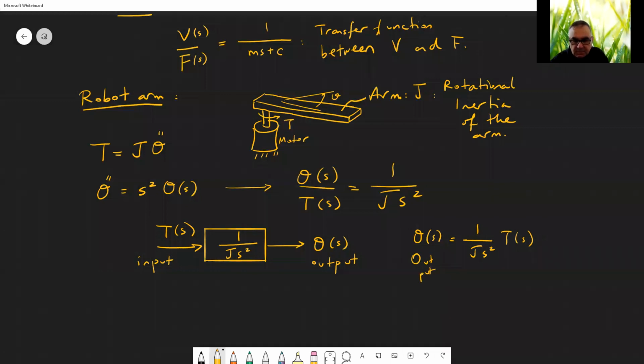This is the... I don't know why. And this is the transfer function. Let me just write it in shorthand. Something is wrong here.